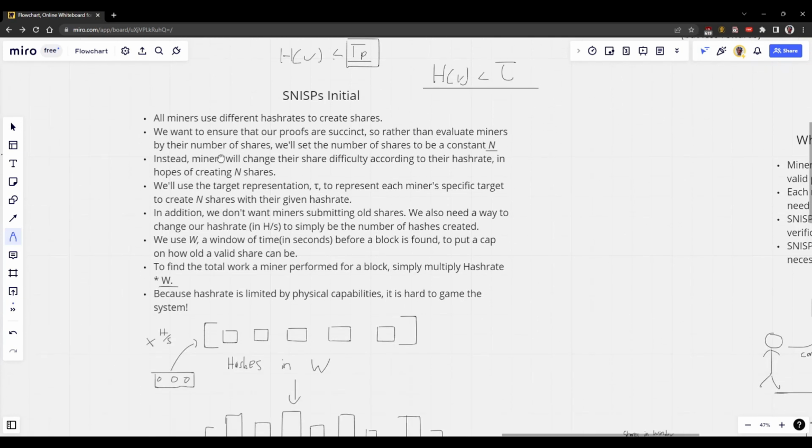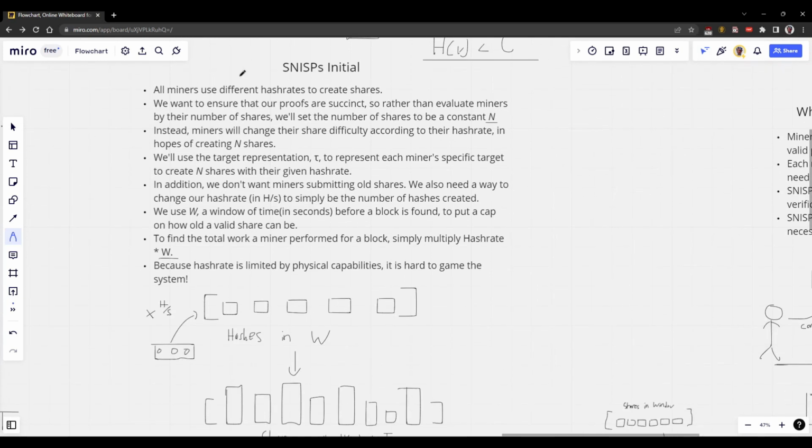Now let's start diving into SNISPs. Just to begin, all miners are going to be using different hash rates to create shares. And like we said, we want to ensure our proofs are succinct. So rather than evaluate miners by their number of shares, we'll set the number of shares to be a constant n. What does that mean? That means two miners on the mining pool are going to be mining the same number of shares, ideally. So miner 1 is going to mine n shares, and miner 2 is also going to mine n shares. That's regardless of their hash rate. Even if their hash rate is different, they're going to be mining the same number of shares.